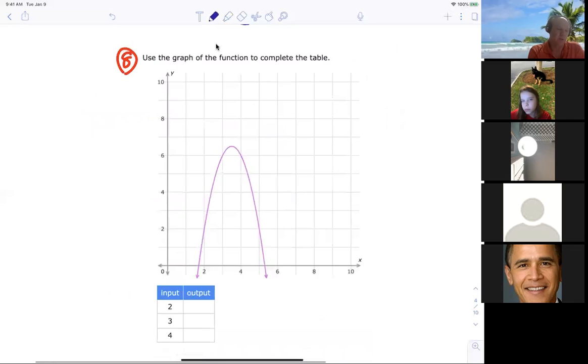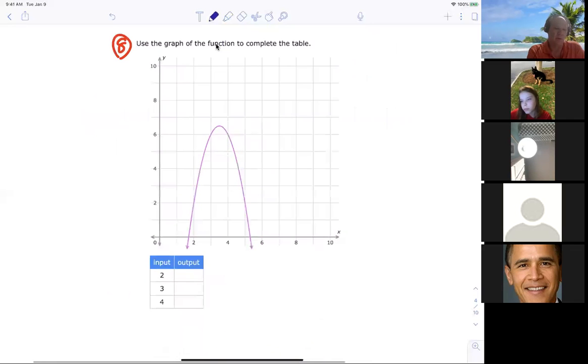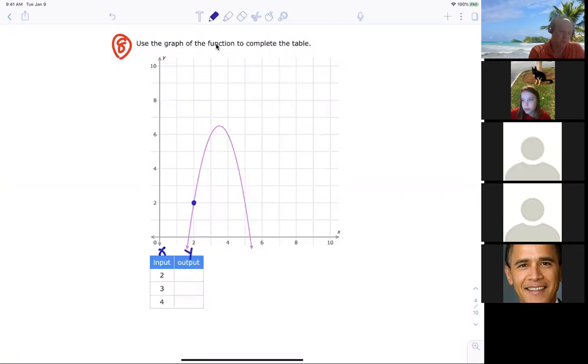So now here we go, guys. Now you're just looking at the graph, trying to find out what the y values are. Input is x, output is y. So everybody look at 2 right here. What's the y, or what's the output? 6. Right, because you're looking at the y value. Then 3 goes over to 6. And 4 is right here, and 4 is also what?